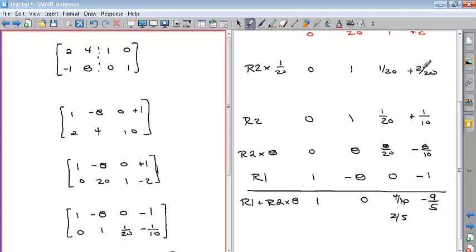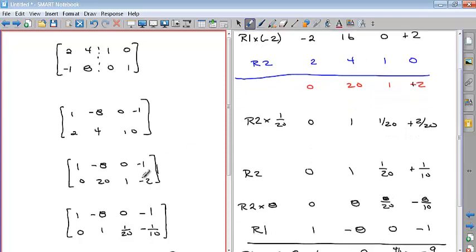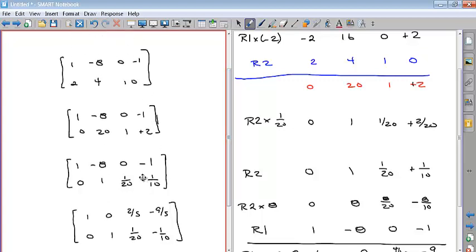Actually, it's not right. What did I do wrong here? Oh, yeah. So that was negative right there. Sorry, got carried away here. So that's negative. So the issue is when I multiply by negative 2, I didn't change that to positive. Okay. So this is positive. This is positive.